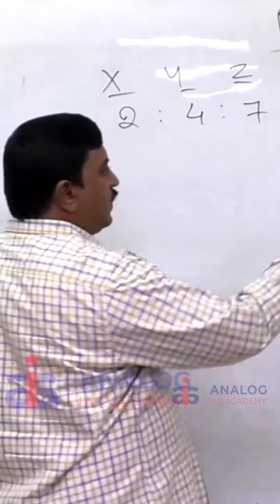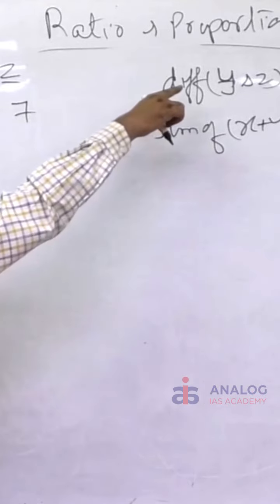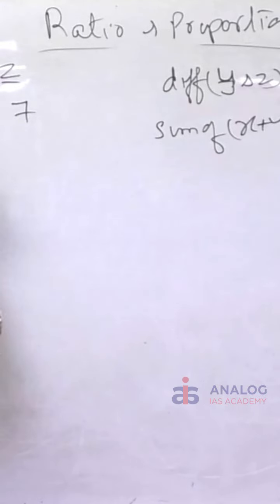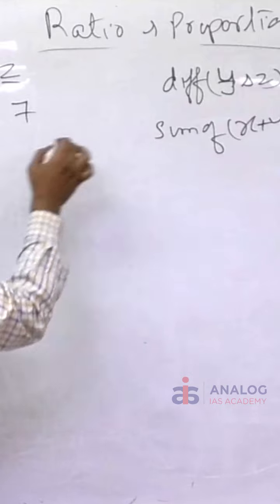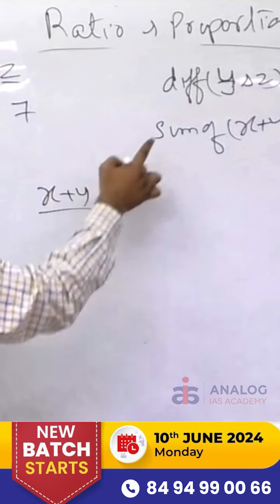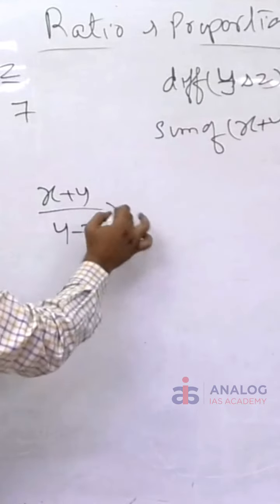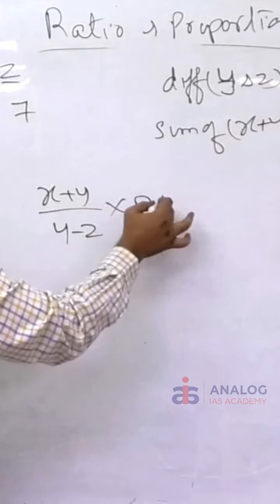So we need the sum of x plus y. Sum of x plus y means directly you can say x plus y is needed. Our difference, what is given? Difference of y and z. But the difference of y and z is how much? 2,400.